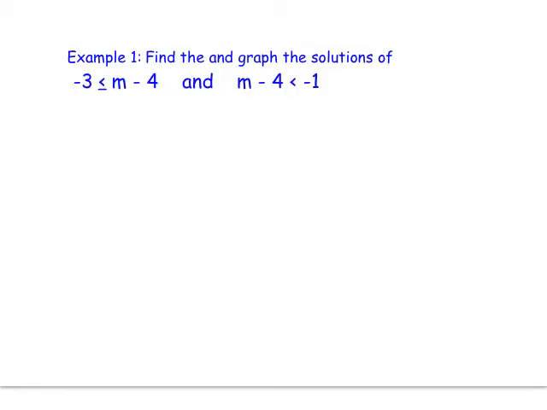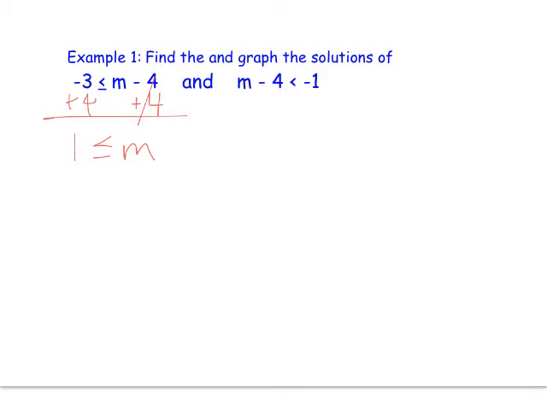So looking at this first example, we're supposed to find and graph the solutions of this compound inequality. We see there are two inequalities here within the same problem, and they are joined with the word and, which makes this a compound inequality. So what we're going to do is first treat them like they're two different problems and solve each of them. So I'm going to get the m isolated by adding 4 on both sides. And m is now alone, and negative 3 plus 4 is 1.